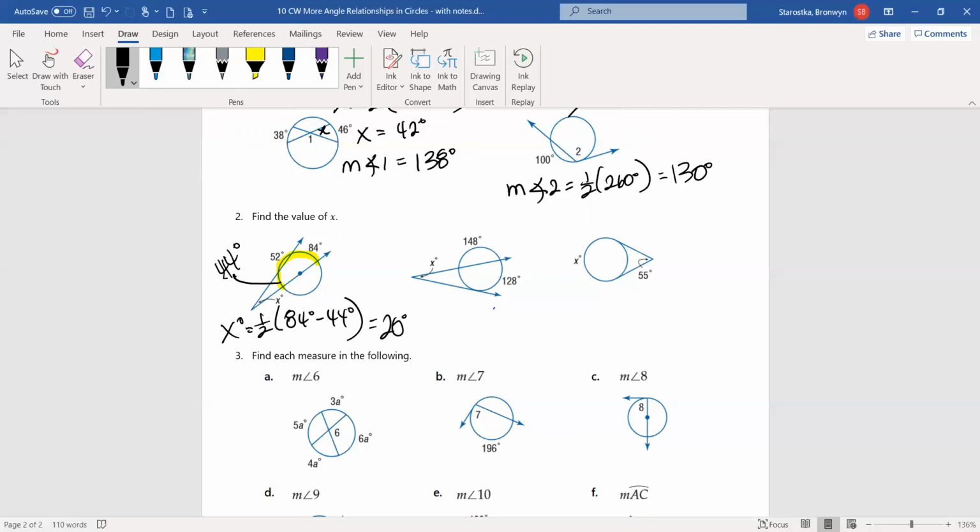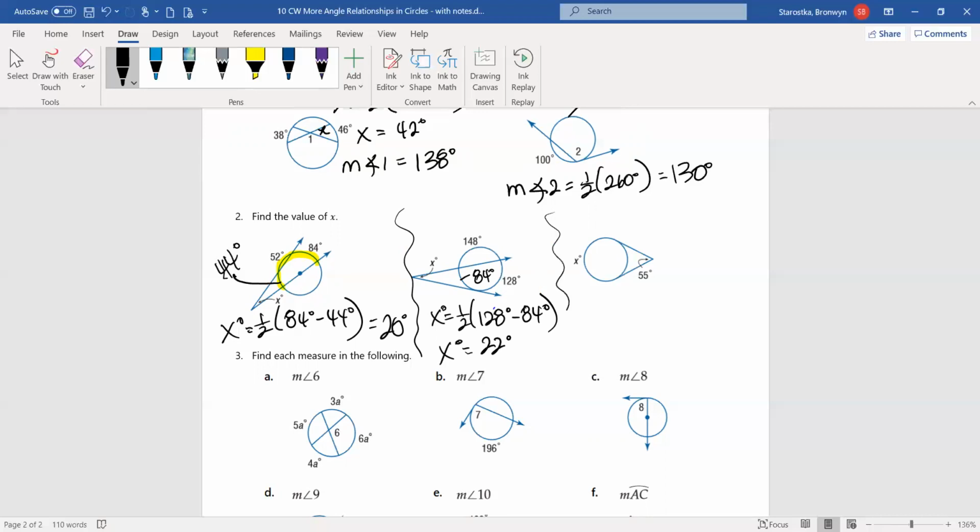Well, let's see. I have 3 arcs, or 2 out of 3 arcs for the circle. I can subtract 148 and 128 from 360. So that makes this arc 84 degrees. So x is half of 128 minus 84. X is 22 degrees.